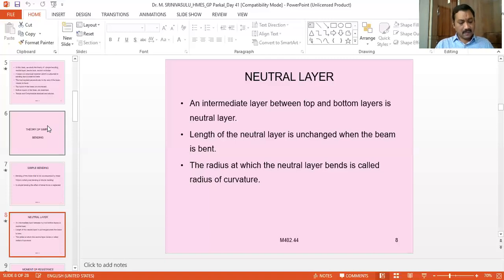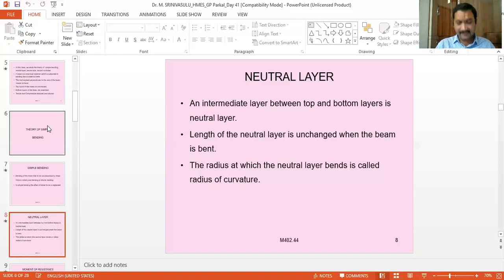And here, if this is the innermost layer and this is the outermost layer, there is a midpoint between the top layer and bottom layer. That midpoint between the top layer and bottom layer is nothing but the position of the neutral layer. That means that layer.